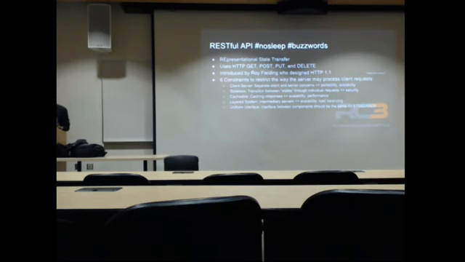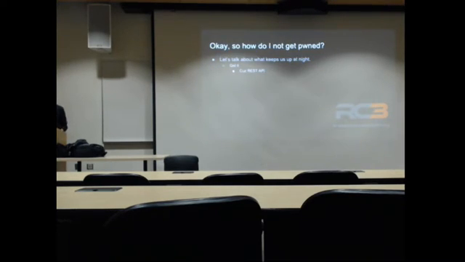The next one is uniform interface. This is kind of optional, but it's good to include. It's having the same interface between the server and the client, and that gives you design standards. So that's important. So how do you not get pwned when you use a REST API?